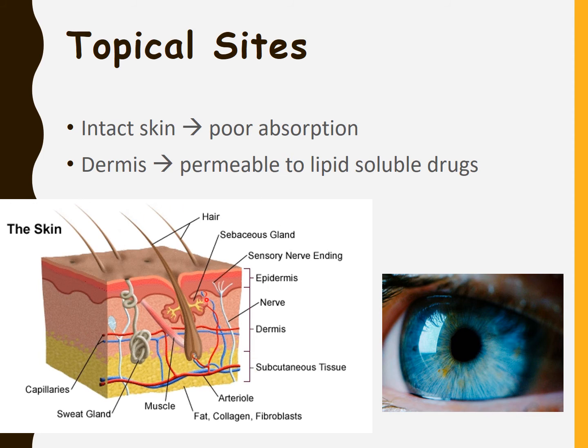Here the intact skin will not be permeable for most of the substances, and the dermis will be permeable to lipid soluble drugs only. So only a small amount of drugs can be directly absorbed from our skin, and it should be lipid soluble. Only then can we cross this dermis. You can see the blood vessels are mainly in the subcutaneous tissue, so the dermis has to be crossed to reach the subcutaneous tissue, and the dermis is permeable to only the lipid soluble drugs. Okay.